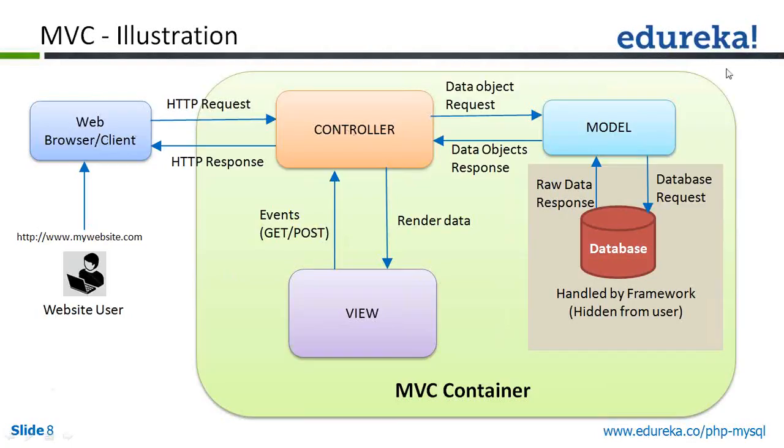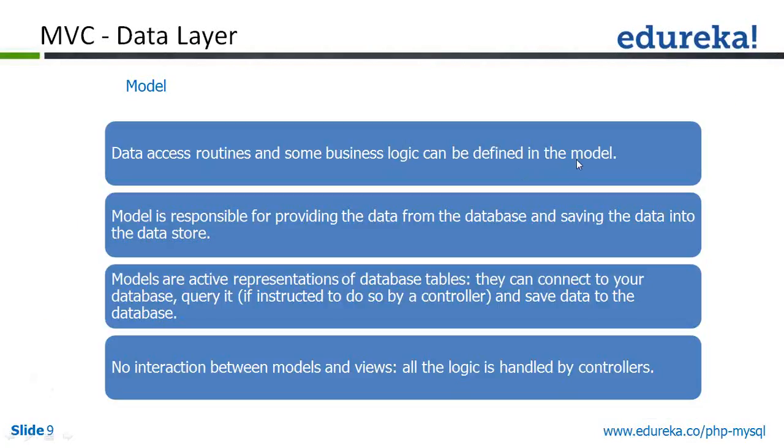So what are the different steps involved in this? In the model, data access routines and some business logic can be defined. Working with the database, only one thing you need to understand: inserting the data, retrieving the data, updating the data, deleting the data. Model is responsible for providing the data from the database and saving the data into the data store, including deletion, updation, all the things. Models are active representations of database tables. They can connect to your database, query it if instructed to do so by a controller, and save data to the database. Every database operation is done by the model.